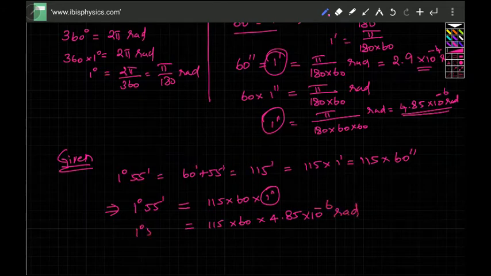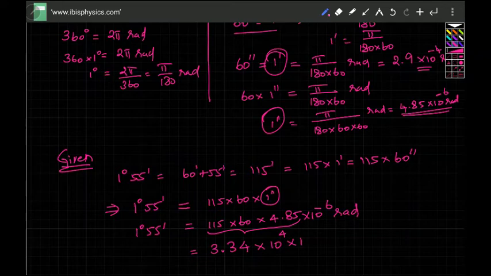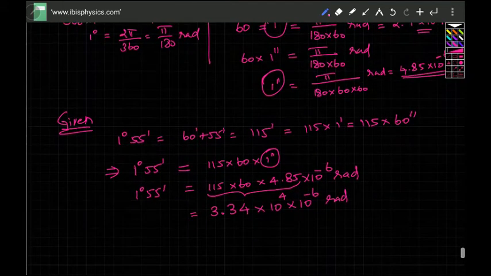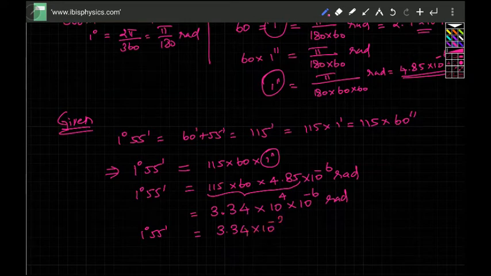So 1 degree 55 minutes is equal to the product of all of them. When you multiply all of these, you will roughly get 3.34 into 10 power minus 2 radians. So the radian value equivalent to 1 degree 55 minutes is 3.34 into 10 power minus 2 radians.